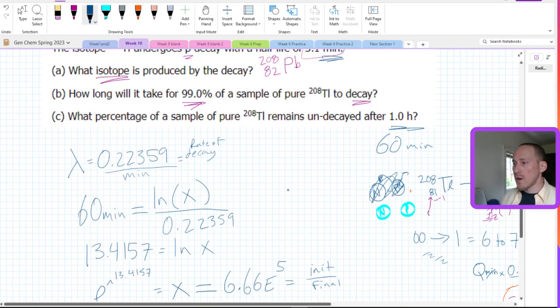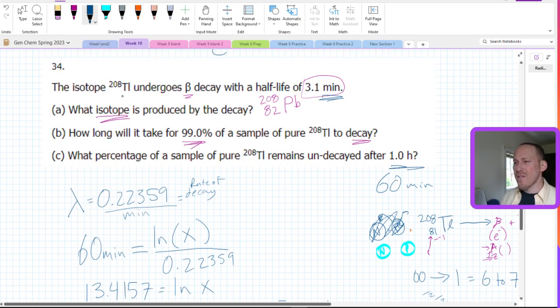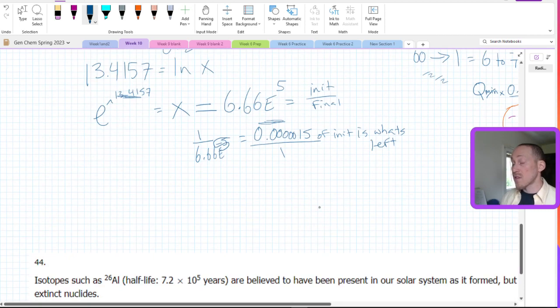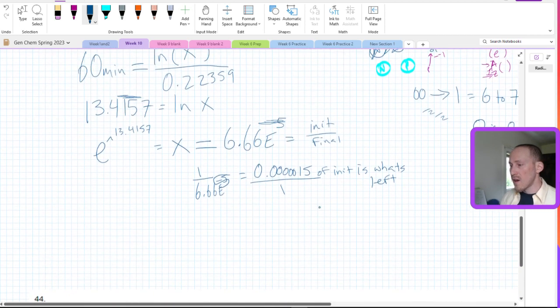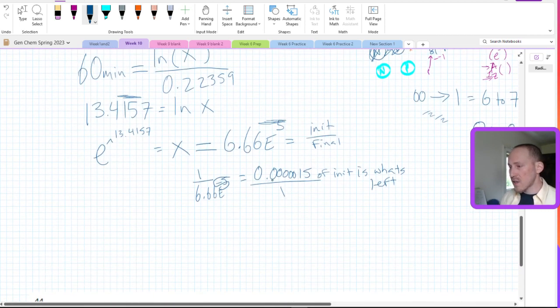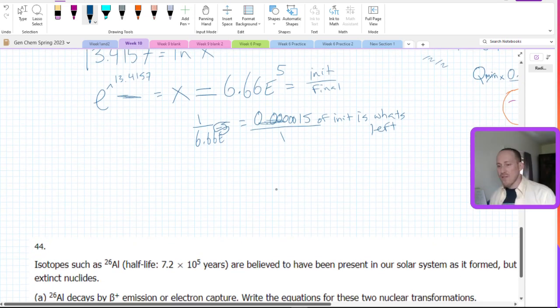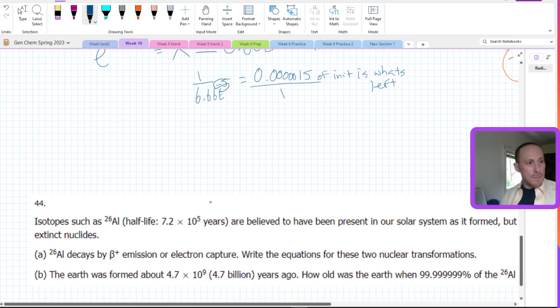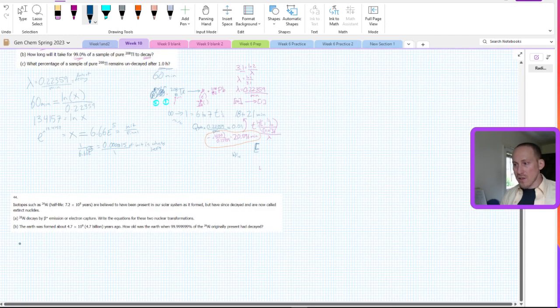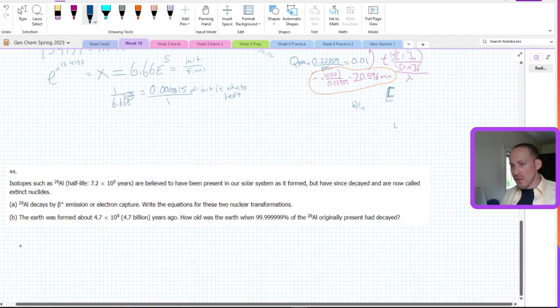So after 1 hour, virtually all of our thallium-208 is gone, and virtually all of it has become lead-208, which I believe is a stable isotope and will not decay. And the tiny amount that's left is, you know, take off 2 for the 100, 0.00015%. So a teeny, teeny fraction of a percent. All right, let's finish off the last couple questions of the year.